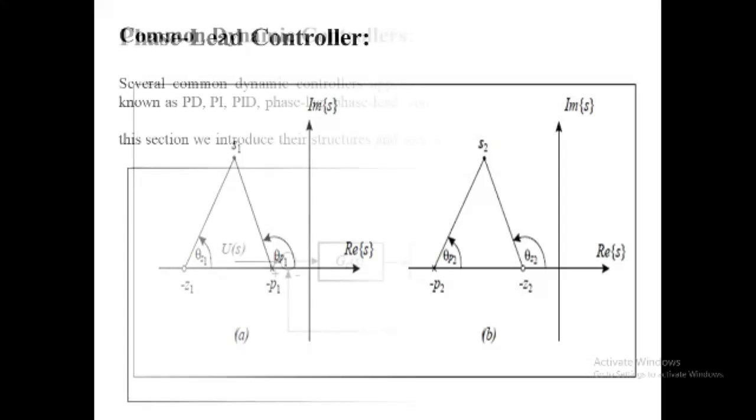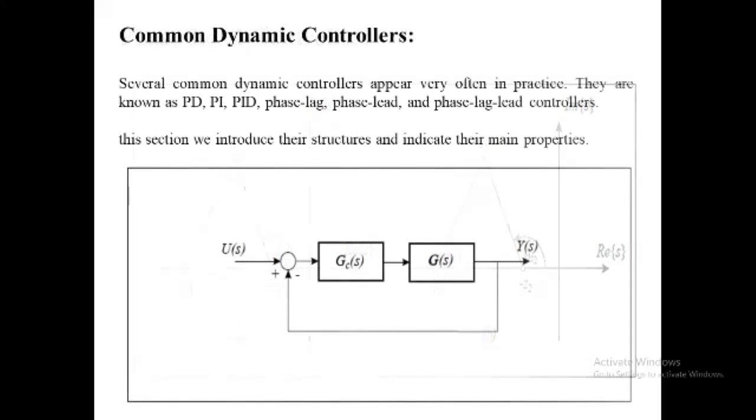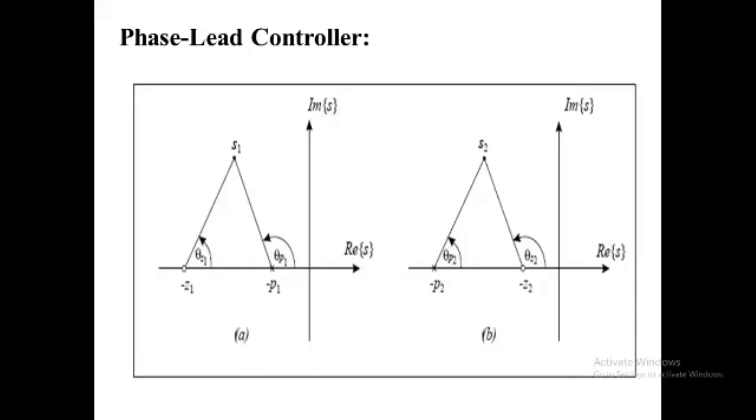This phase lead controller is designed such that its phase contribution to the feedback loop is positive, and it is represented as shown in this diagram, where theta Z2 and theta P2 are given in figures A and B. This controller introduces a positive phase shift in the open loop, or phase lead. It is used to improve the system's transient response behavior.